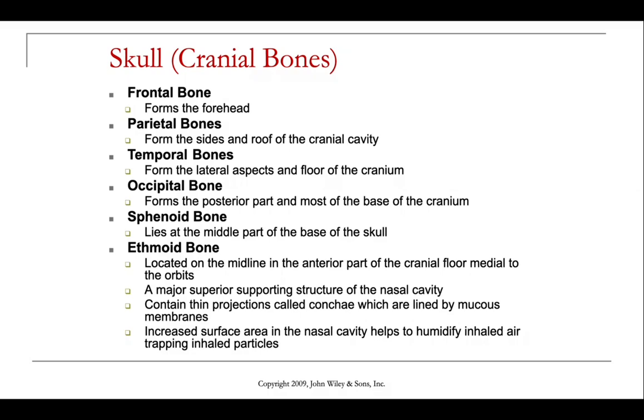And then the ethmoid is located in the midline in the anterior part of the cranial floor, medial to the orbits. So it's a major structure supporting the nasal cavity. It's going to have thin projections called the conchae, which are lined by mucous membranes. And the increased surface area here in the nasal cavity is going to help to humidify the inhaled air, trapping inhaled particles. So ideally, you want to inhale and breathe through your nose.